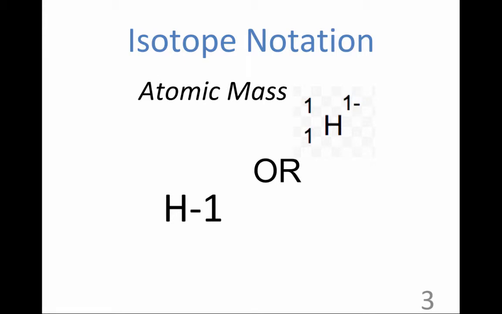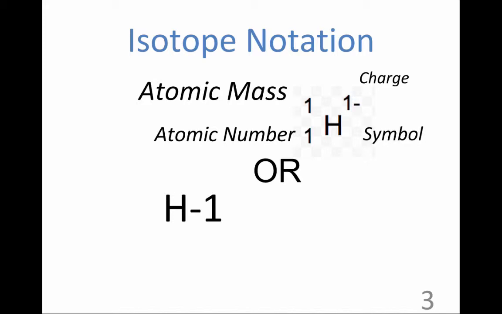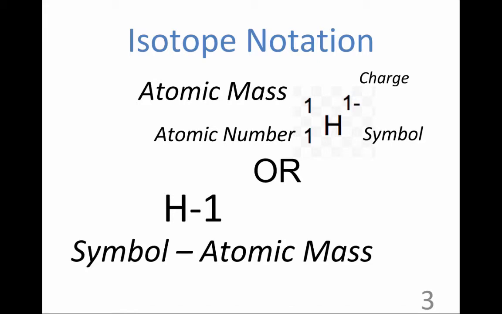The top left-hand number is the atomic mass. The bottom left-hand number is the atomic number. It's the number of the element. The top right-hand number is known as the charge. And then obviously the letter is the symbol. That's going to be isotope notation 1. Isotope notation 2 is the symbol, dash, the atomic mass.